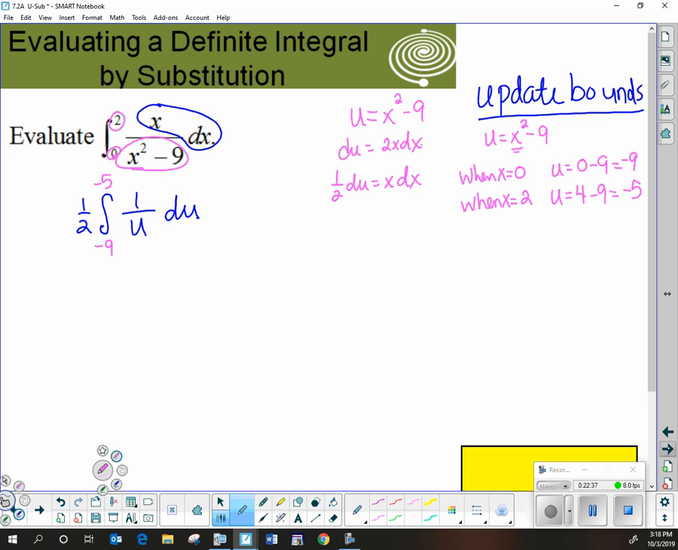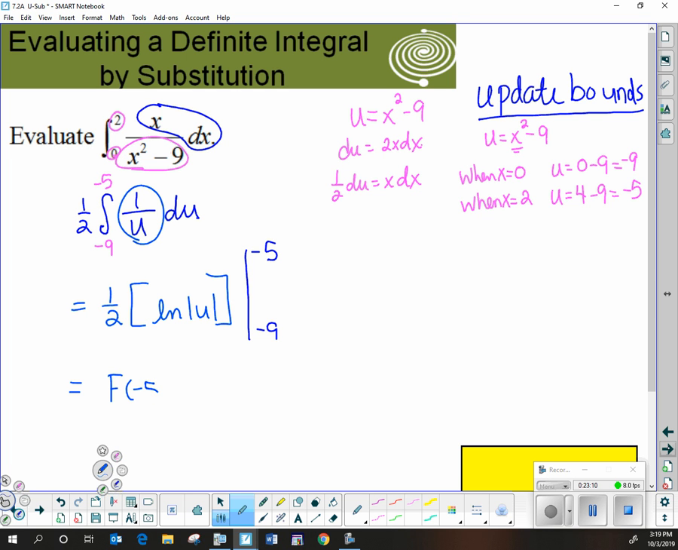And now I notice that I still have my smallest number on bottom, a bigger number on top, so I don't have to flip over and use that limit property of flipping. This will be perfectly fine. We can integrate on this. So 1/2 natural log absolute value of u, because that's the integral of 1 over u. No plus c on this. Rather, we have negative 9 to negative 5 as our bounds. And now remember, it's going to be f evaluated at negative 5 minus f evaluated at negative 9.